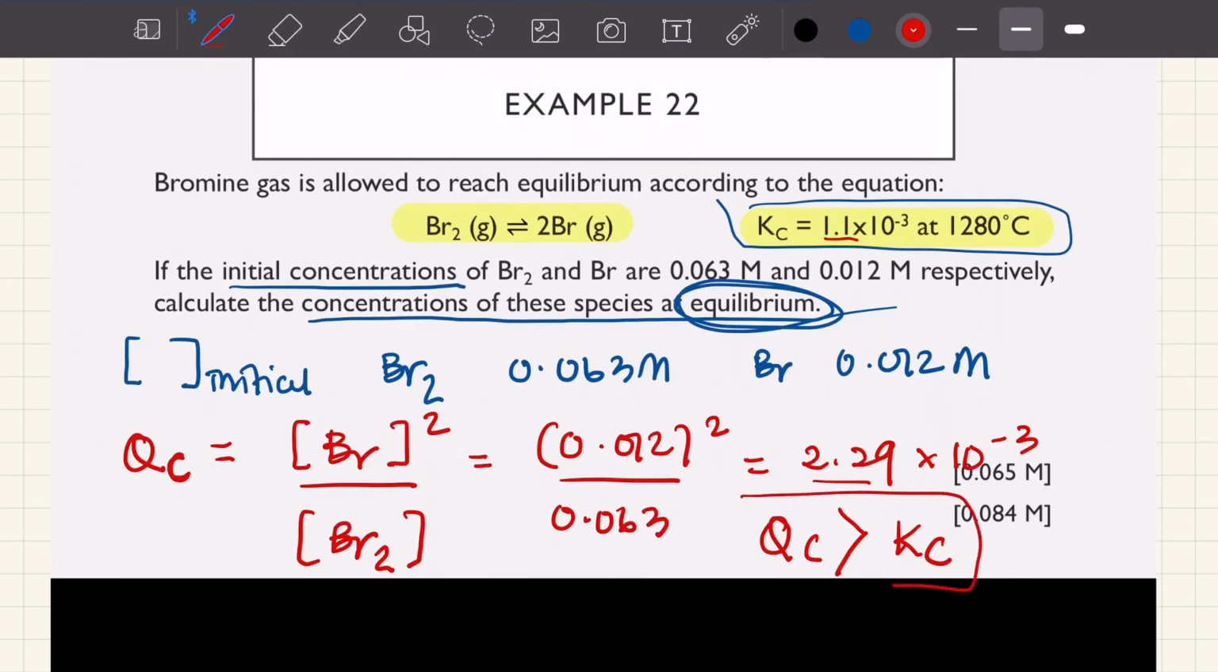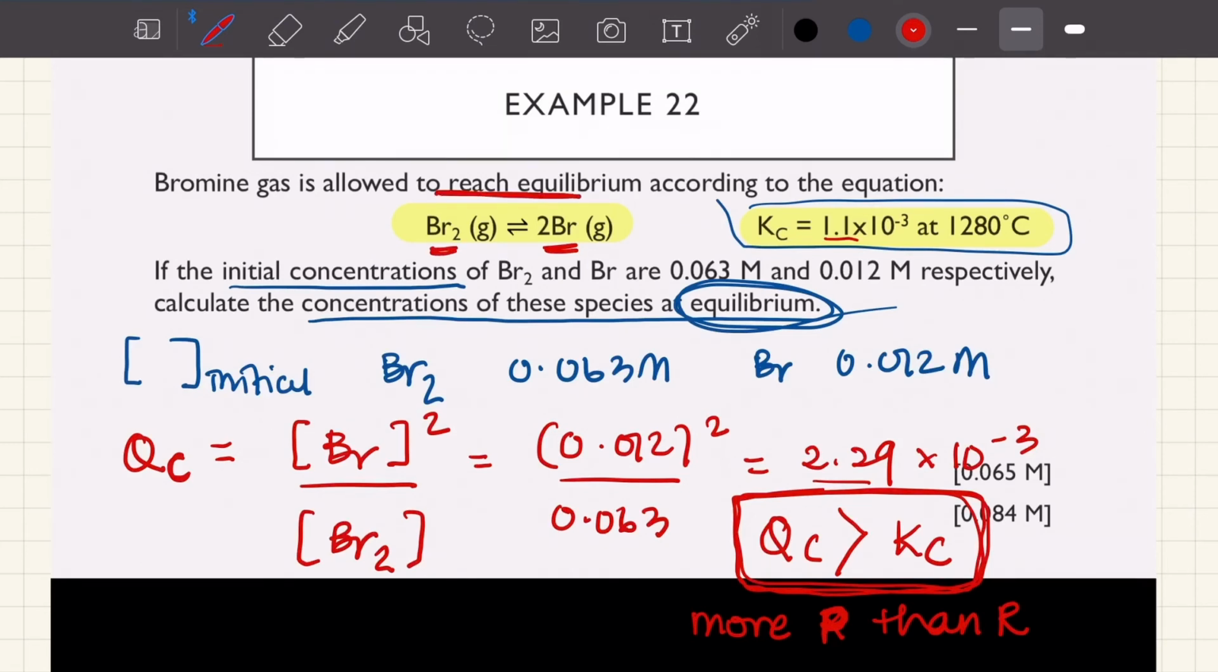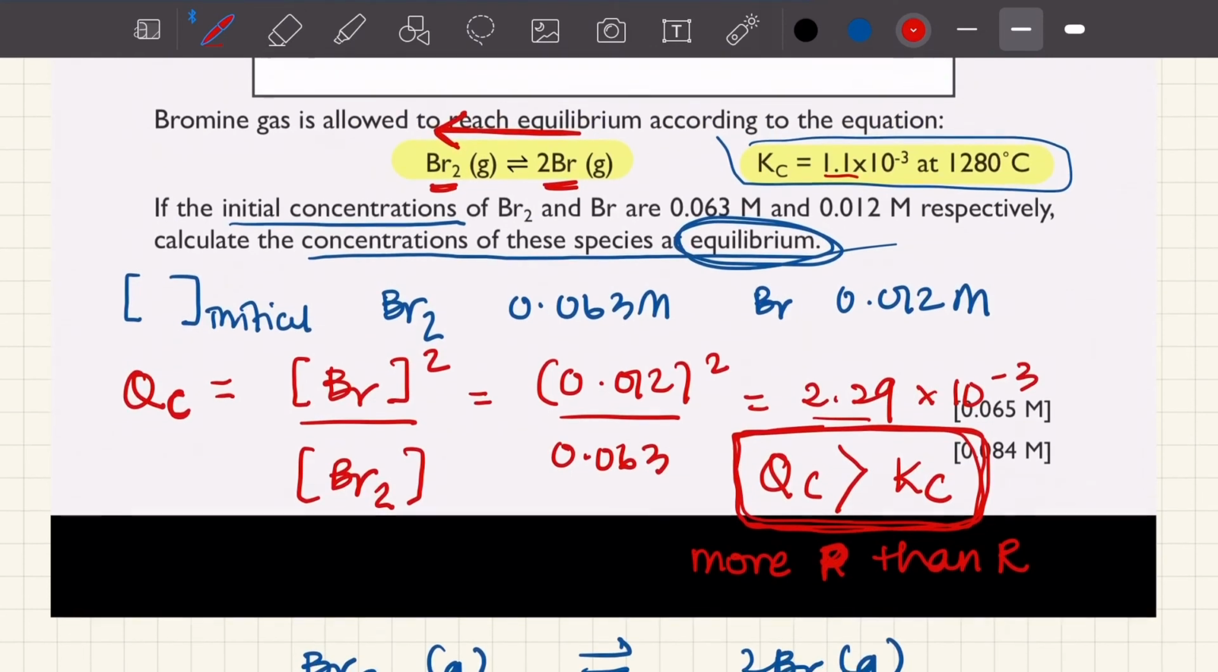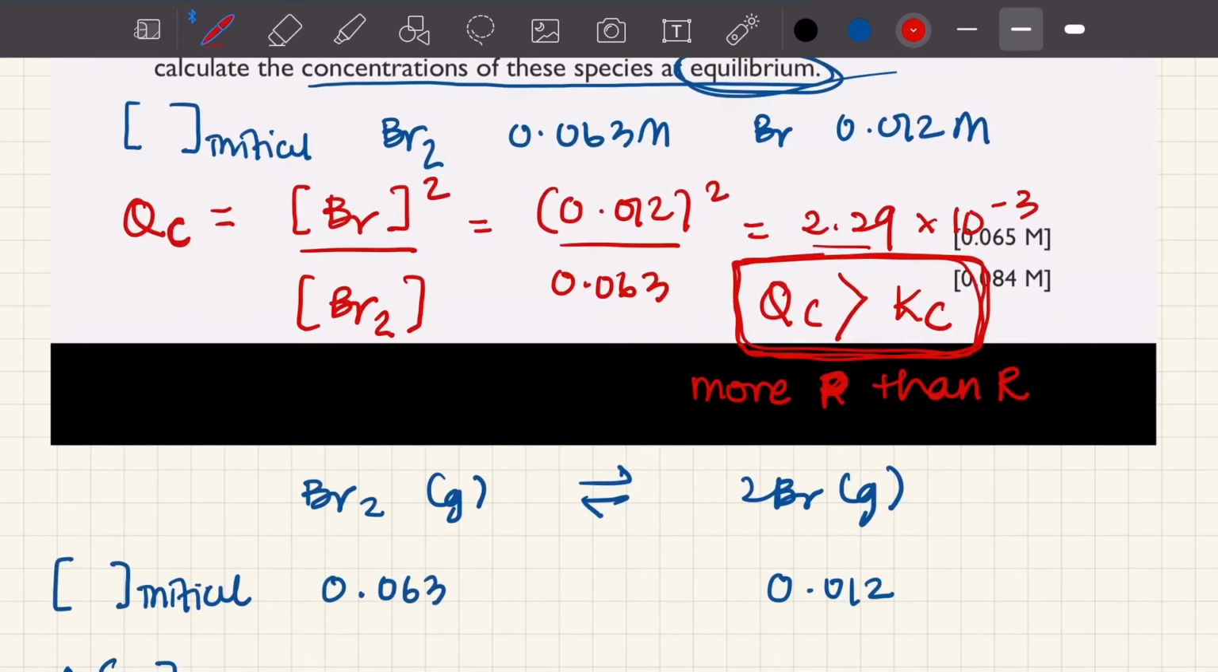So if this is the case, you will see later that means, so when you have more product than reactant, that means you have more 2Br than Br2. That means your reaction will shift to the left. Okay, so if it shifts to the left, that means that to achieve equilibrium, your reaction will shift to the left to minimize the amount of product. Okay, sebab you have more product than reactant. So you want to achieve equilibrium, kena balance. Okay, alright. So that means right now your reaction is going to the left.